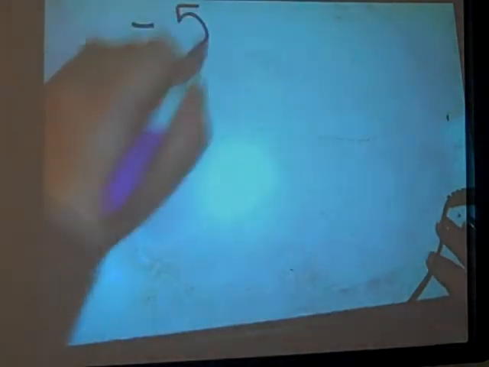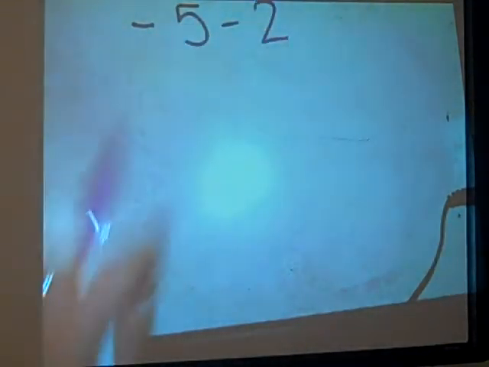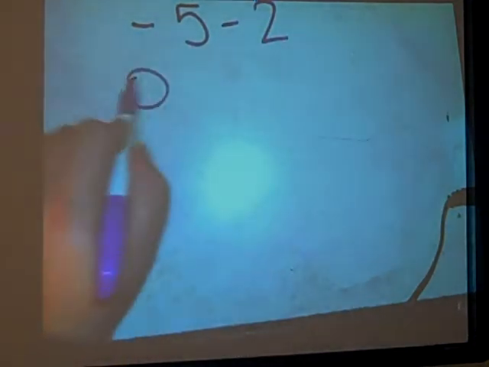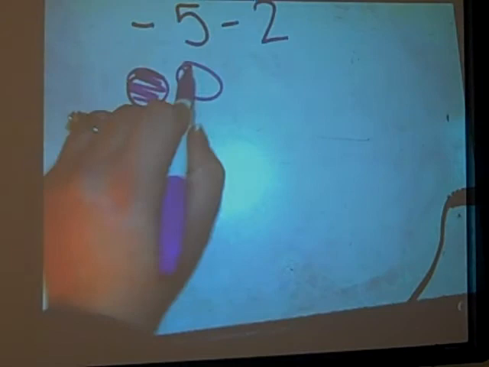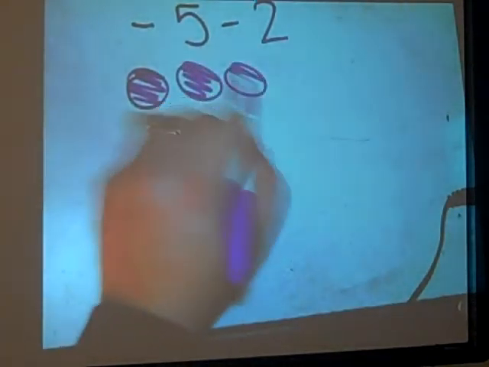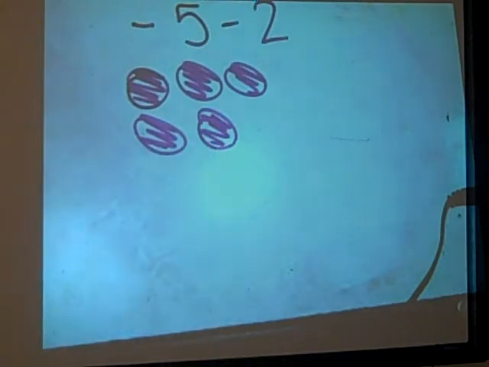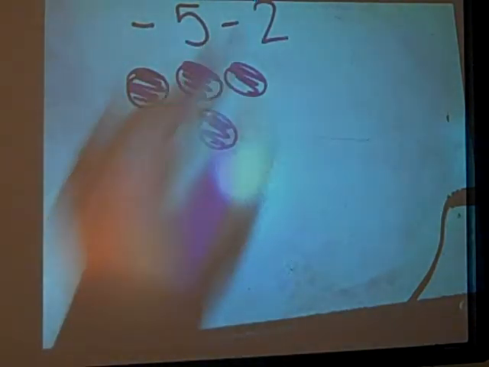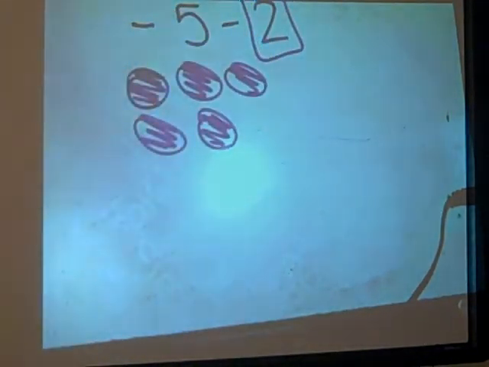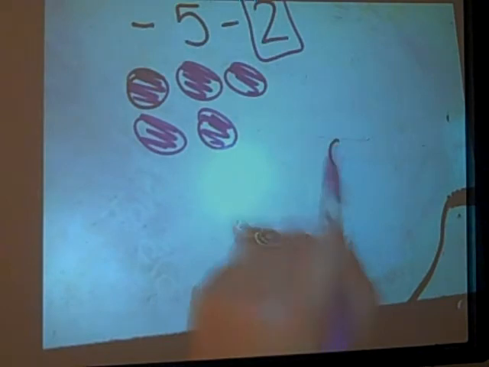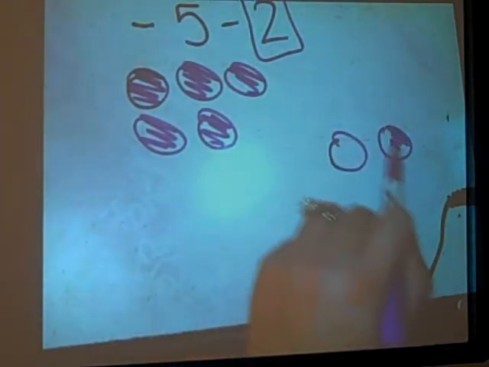And we'll do one more. Let's have negative 5 minus 2. So first step, I need to go ahead and draw out my first number. 1, 2, 3, 4, 5. And they're shaded in so that it is negative 5. I need to see if I can take away my second number. I'm going to box it in. Do I have 2 that I can take away? I don't have positive 2. That means that I will need a total of 2 0 pairs.